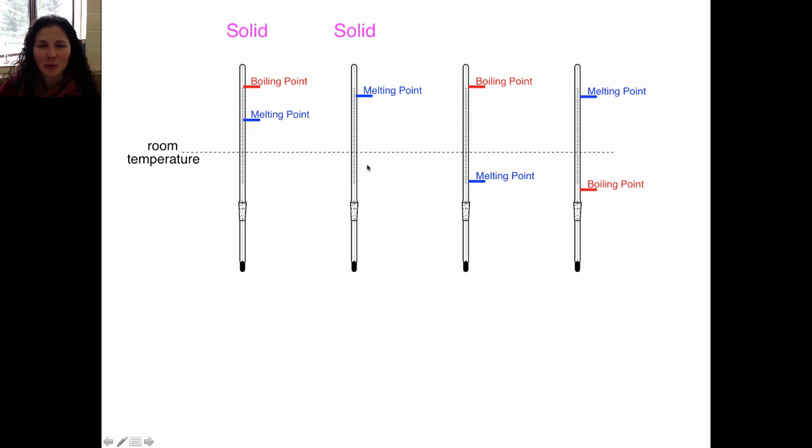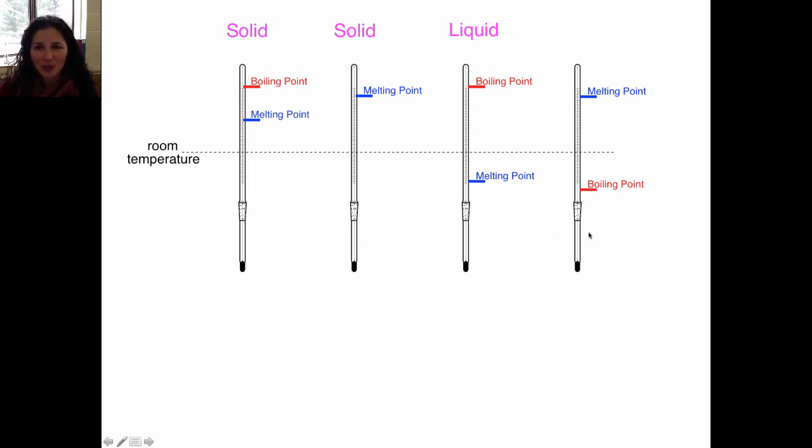The same is true for this one. Boiling point is not listed here, perhaps it's too high to measure. But the melting point being higher than room temperature means that at room temperature it is a solid. Here's an example that's similar to water, where the melting point is lower than room temperature and the boiling point is higher than room temperature. Therefore, this substance must be a liquid at room temperature.